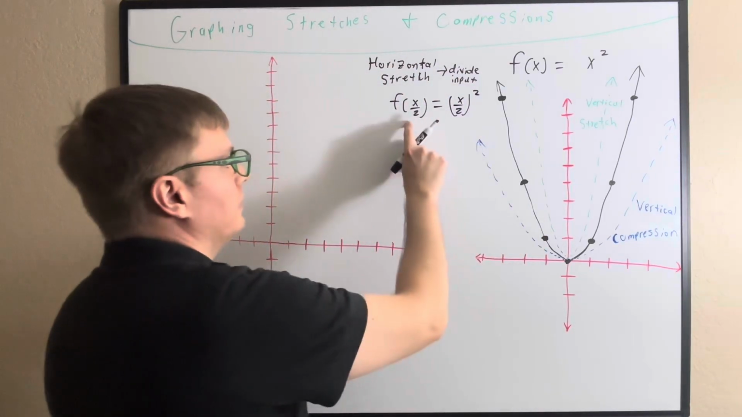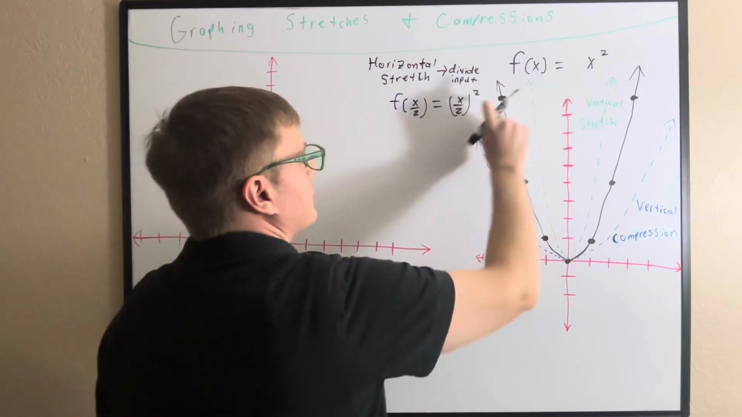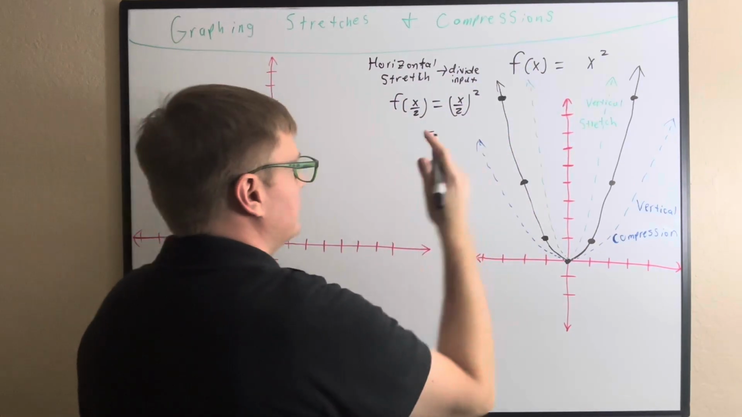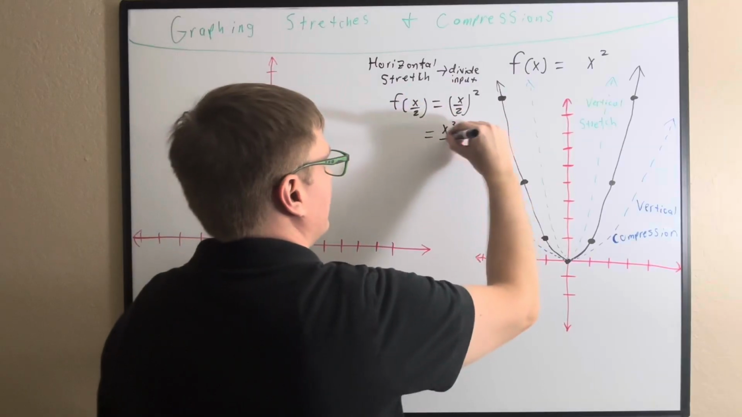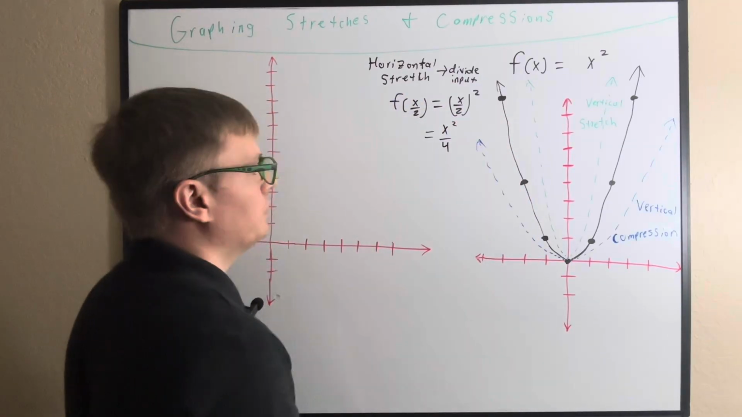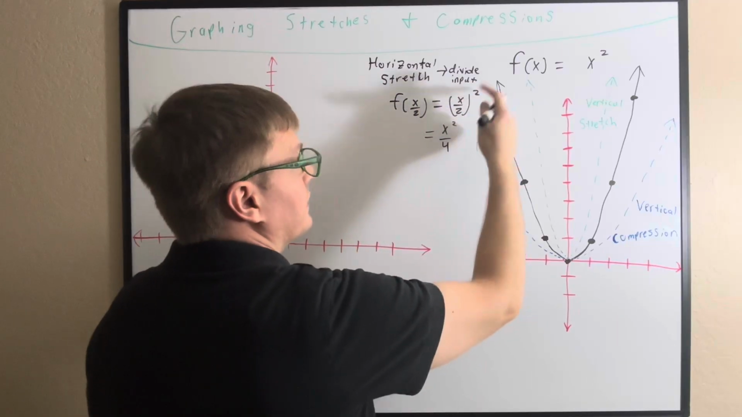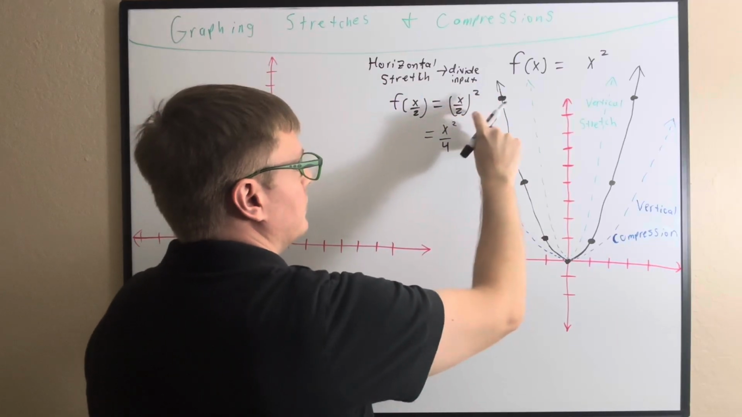Right? We put in x over 2 for x, and this is what we get. Now, we need to simplify that a little bit to make it easier for you. x squared over 4, right? x over 2 times x over 2. x times x is x squared. 2 times 2 is 4.